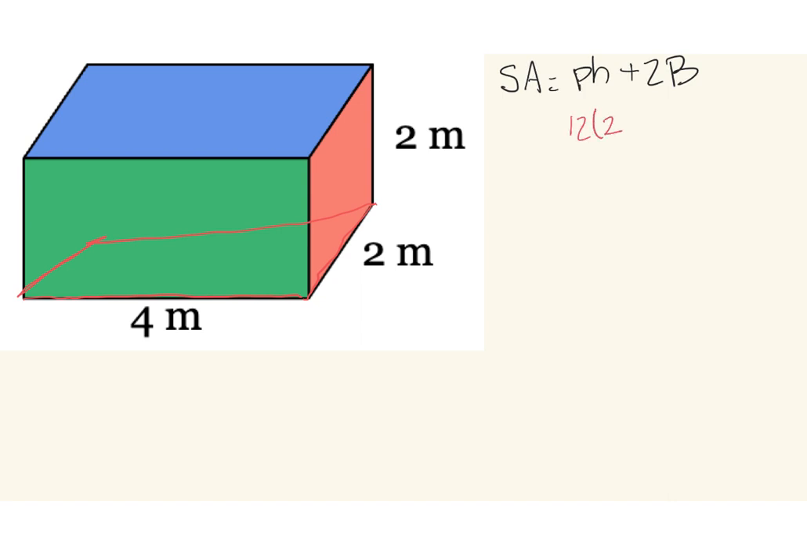The height is 2, plus 2 times my area of the base, which is 4 times 2. Okay, continuing on, 12 times 2 is 24. 4 times 2 inside the parentheses is 8, times 2 is 16, which would give me a total of 40. And then my units are meters squared.